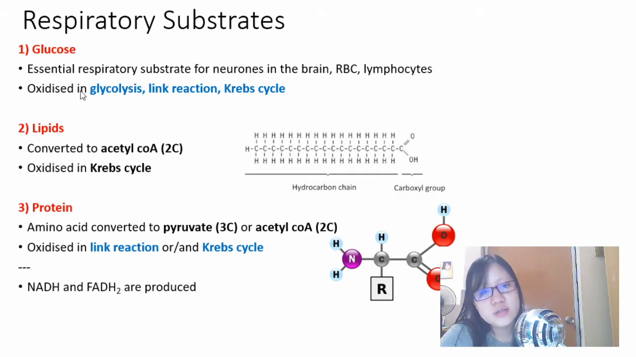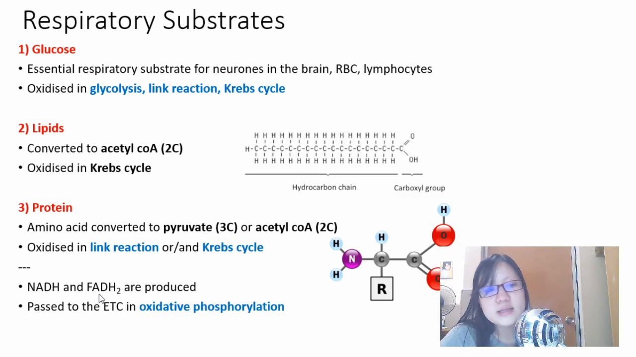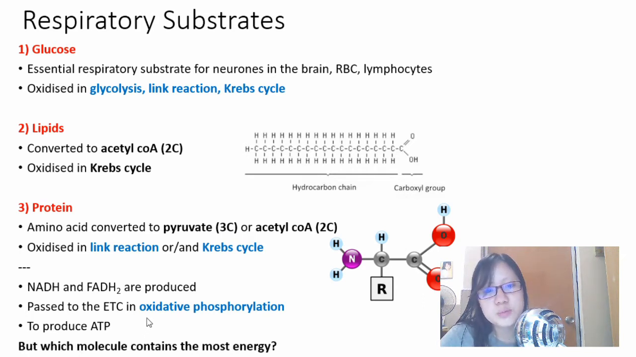Now, in all these reactions, don't forget that NADH and FADH2 are produced and then passed on into the ETC in oxidative phosphorylation, and through that process produce ATP through chemiosmosis.